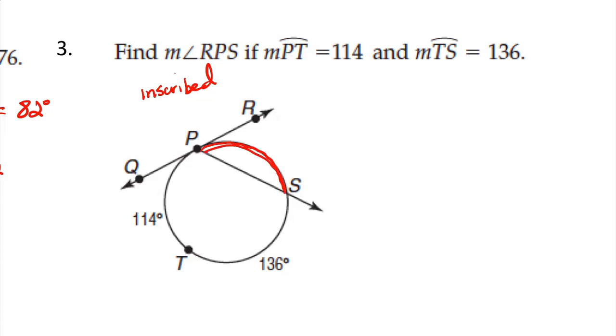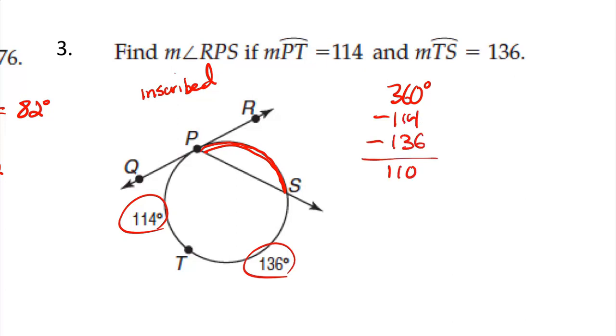To find that arc, the whole circle is 360 degrees, and we know almost the whole circle. So if we subtract 114 and 136 from that, we would get 110 degrees is arc PS. A little arc over it: measure of arc PS. Minor arc, less than 180, is a minor arc.